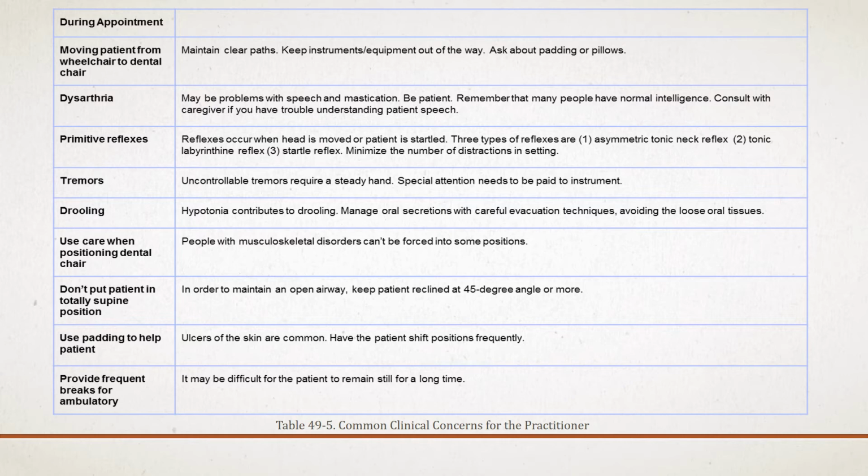If they have dysarthria, this means they have trouble with speech and mastication. Be patient. Remember that many people have normal intelligence. Consult the caregiver if you have trouble understanding the patient's speech. And if you have a patient who stutters, let them work through it. Be very patient, and they'll get there. In other words, don't try to answer for the stuttering patient. Don't try to anticipate what they're saying. Let them tell you.